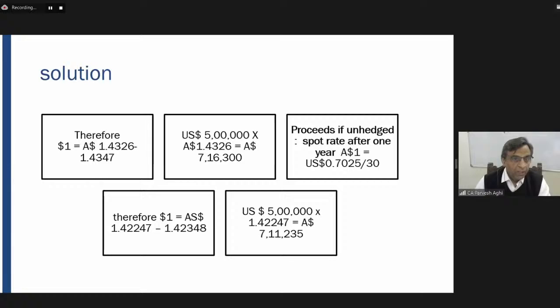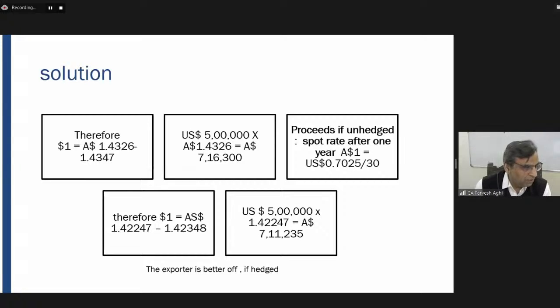So now here, the 5 lakh we are going to multiply with the rate, which is the ask rate here, or rather the bid rate. So this will come to 7,11,000. So the exporter is better off if hedged, because if he was using a forward rate, he was getting 7,16,000 Australian dollars, but if he was looking at the spot rate after 1 year, he was going to get 7,11,235. So the exporter is better off if he hedges himself.